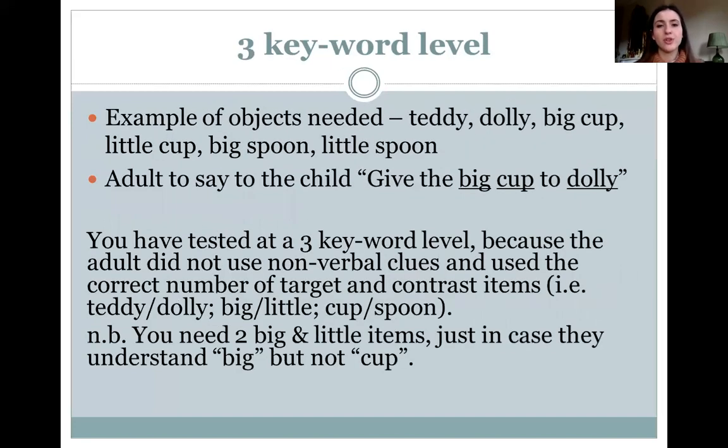And then we'll move on to three keyword level instructions. So example of objects needed here would be a teddy, dolly, big cup, big spoon, and little spoon. An example of the instruction that you could say to the child would be, "Give the big cup to dolly." So you have tested at a three keyword level instruction here because the adult did not use any non-verbal clues and used the correct number of target and contrast items. So you've got teddy, dolly, big, little, and cup and spoon. So just as a little note, you'd need two big and little items just in case they understand big but not cup.